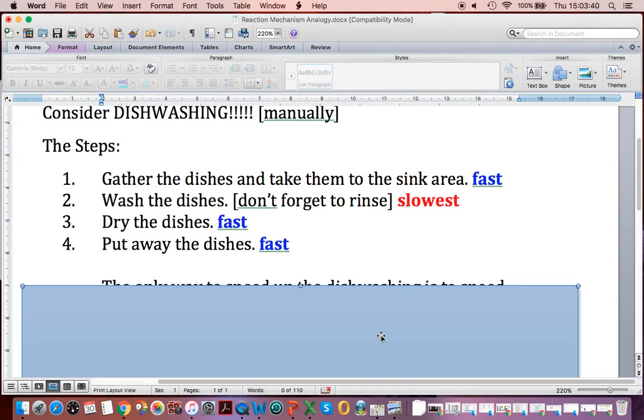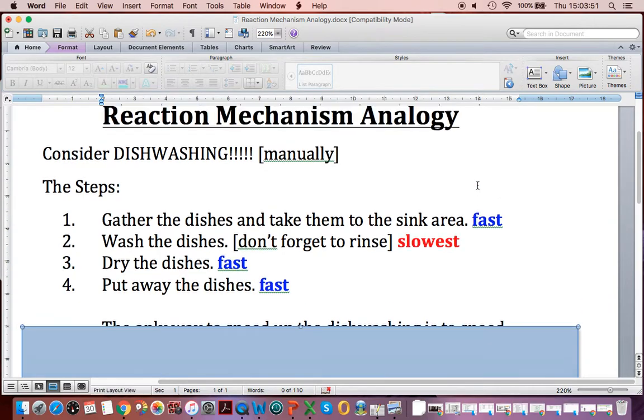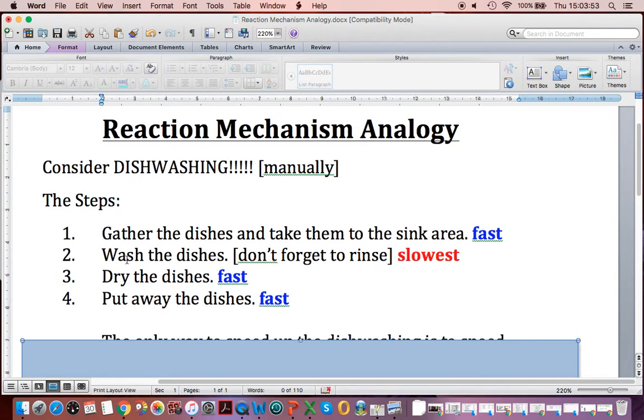Some of the sub-steps we've said are fast, but one will be the slowest. And the slowest one is the rate determining step. If we get more people to gather the dishes, that doesn't make the overall process faster. It's still going to get snarled up by the washing of the dishes taking a long time. If we get more people with drying towels, that's not going to speed up because the dishes, cutlery, plates, all that are going to just gradually trickle out from the washing of the dishes.